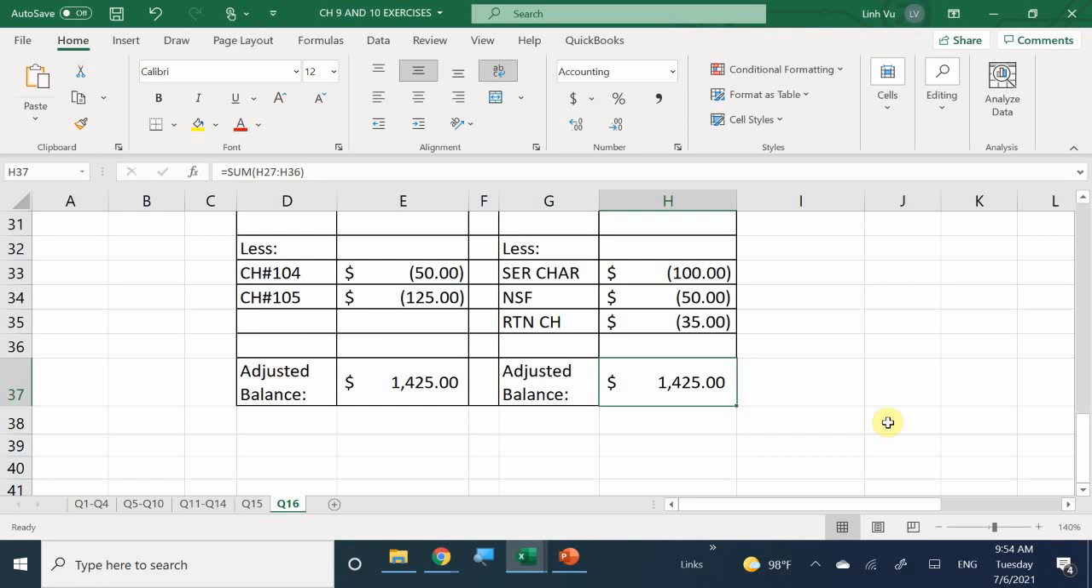And that's exactly what I'm going to be testing you on. I'm only going to strictly ask you, what are your deposits in transit? What is your outstanding? What is your interest? And what are your fees? And that's it, right? Any questions for chapter 9 and 10 exercises, review exercises? No. Okay.